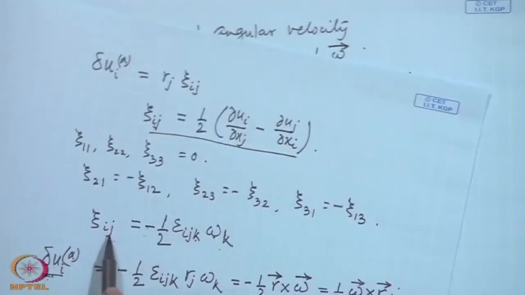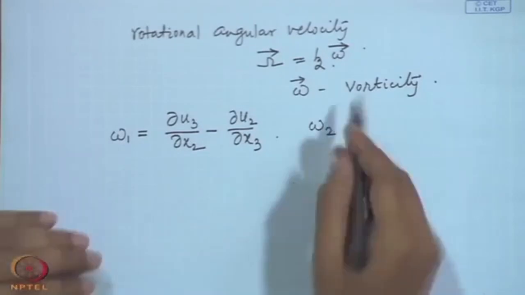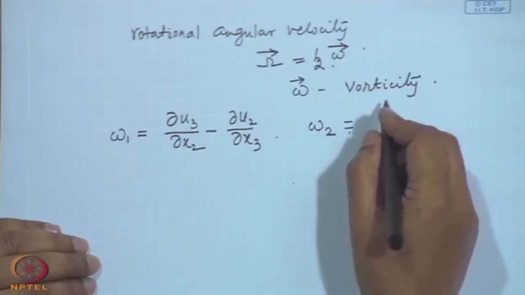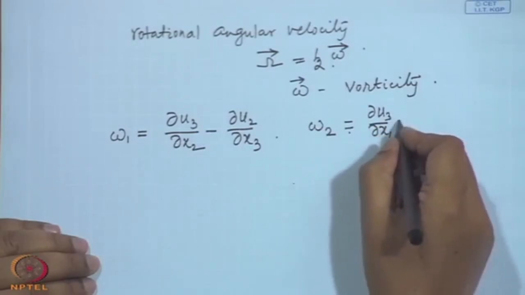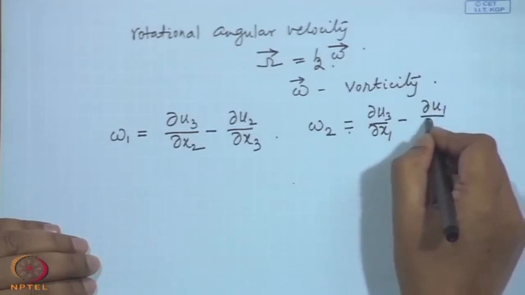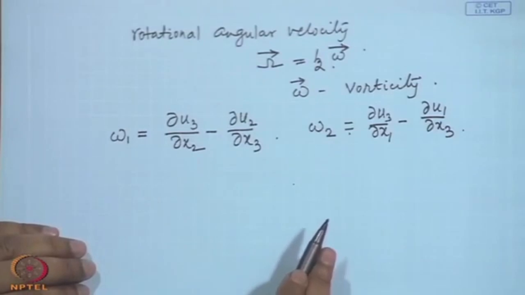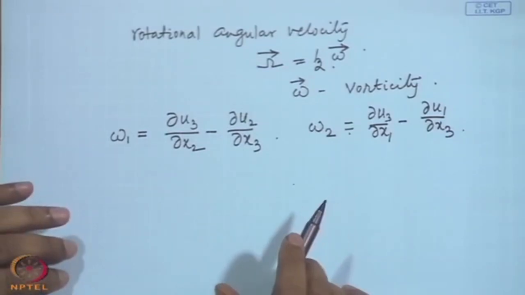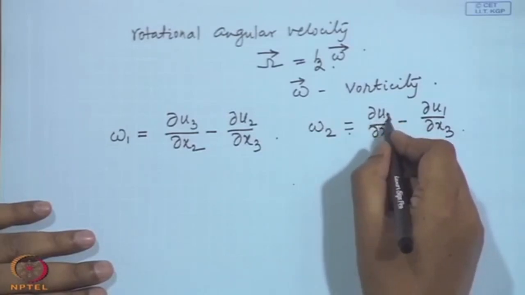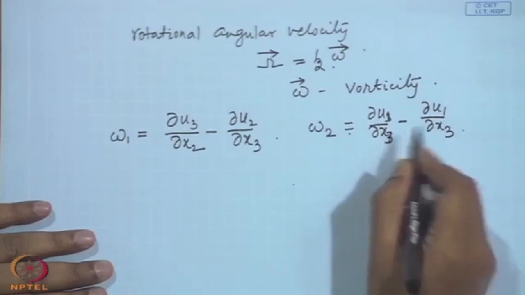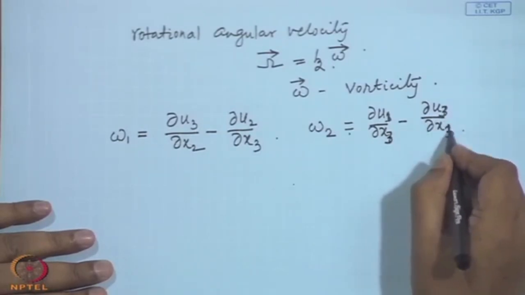Okay. So, j 1 3 is half omega 2. Now, find what is j 1 3. Half is already there. d u 3 d x 1 minus d u 1 d x 3. Yes, it is correct. You should check. It is 1 3, no? Oh, achha, 1 3. So, it will be 3 and this is 1.